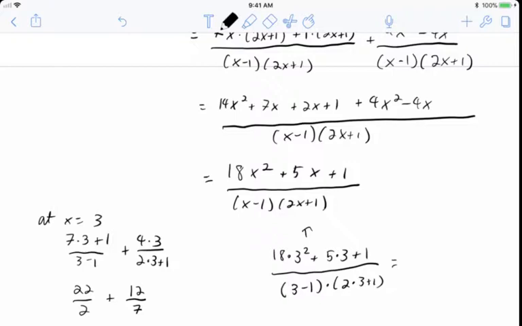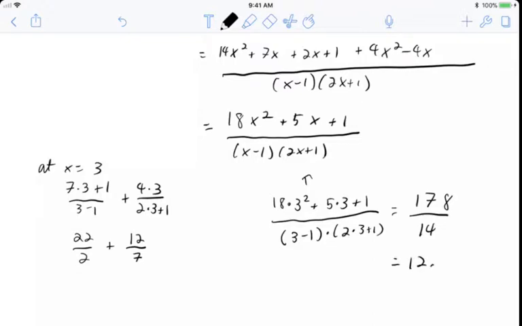18 times 3 times 3 plus 5 times 3 plus 1. 178 divided by 14. So 178 divided by 14 is equal to 12.714, and that's equal to 12.714. They're the same. Hooray, we did it right. We did this one right. Yeesh.